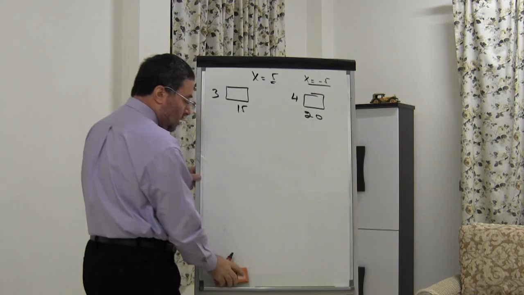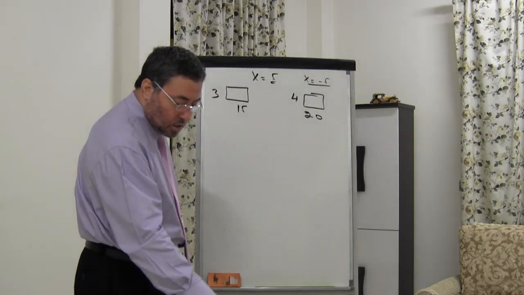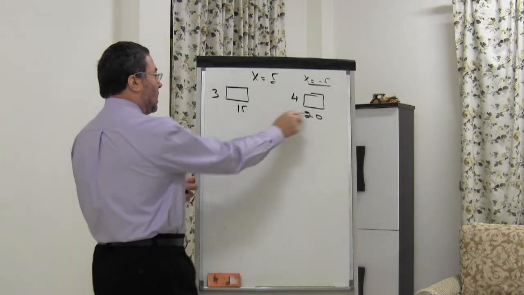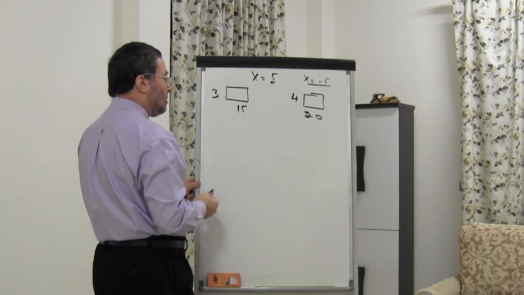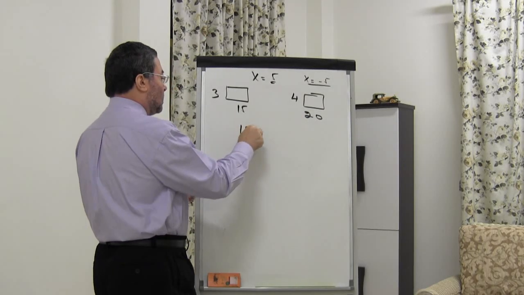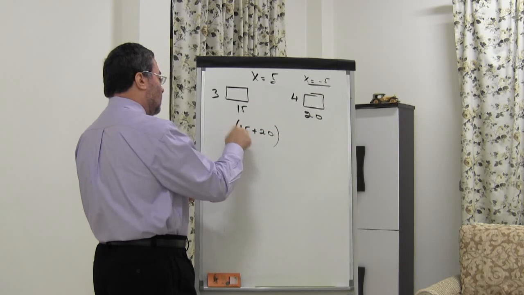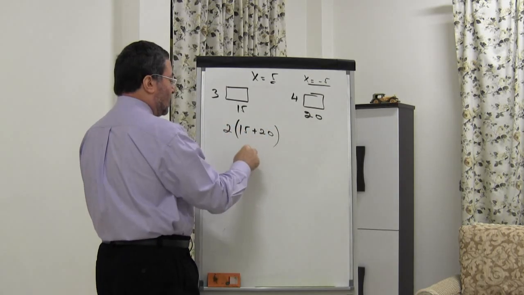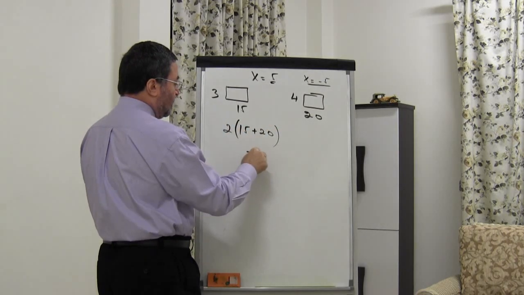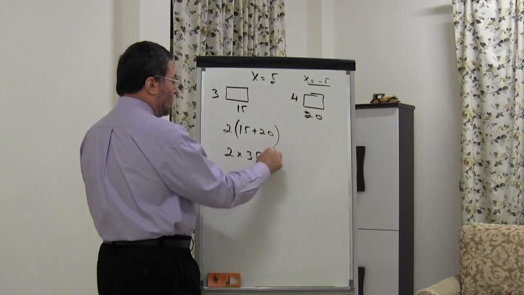Now they want the perimeter of the rectangle, so we simply add these two and multiply by 2. So 15 plus 20 times 2. And that gives us 35 times 2, and that's 70.